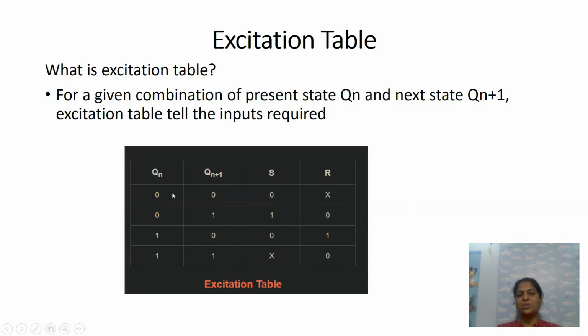Suppose if present state is 0, I want next state is also 0. So then what inputs I have to apply? In the same way, other combinations. So this is the excitation table for SR flip-flop. If present state is 0, next state is 1, I want 1, then SR should be 1, 0. This is excitation table.